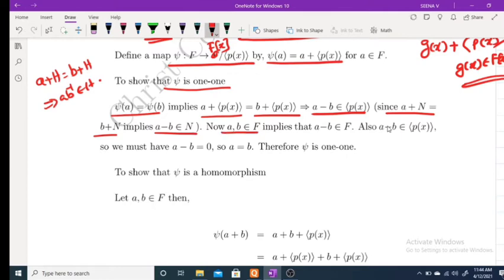Now, a and b belong to F implies a minus b belongs to F. Also, a minus b belongs to the ideal generated by P(x). P(x) is an irreducible polynomial, meaning P(x) need not be a constant. So a minus b is a constant, and that belongs to the ideal generated by P(x), which means a minus b must be equal to 0. Here P(x) is a polynomial, a minus b is a constant, and all elements of this ideal are multiples of P(x). So the only possibility is a minus b must be equal to 0. Therefore, a must be equal to b. Thus, we get psi of a equal to psi of b implies a equal to b.